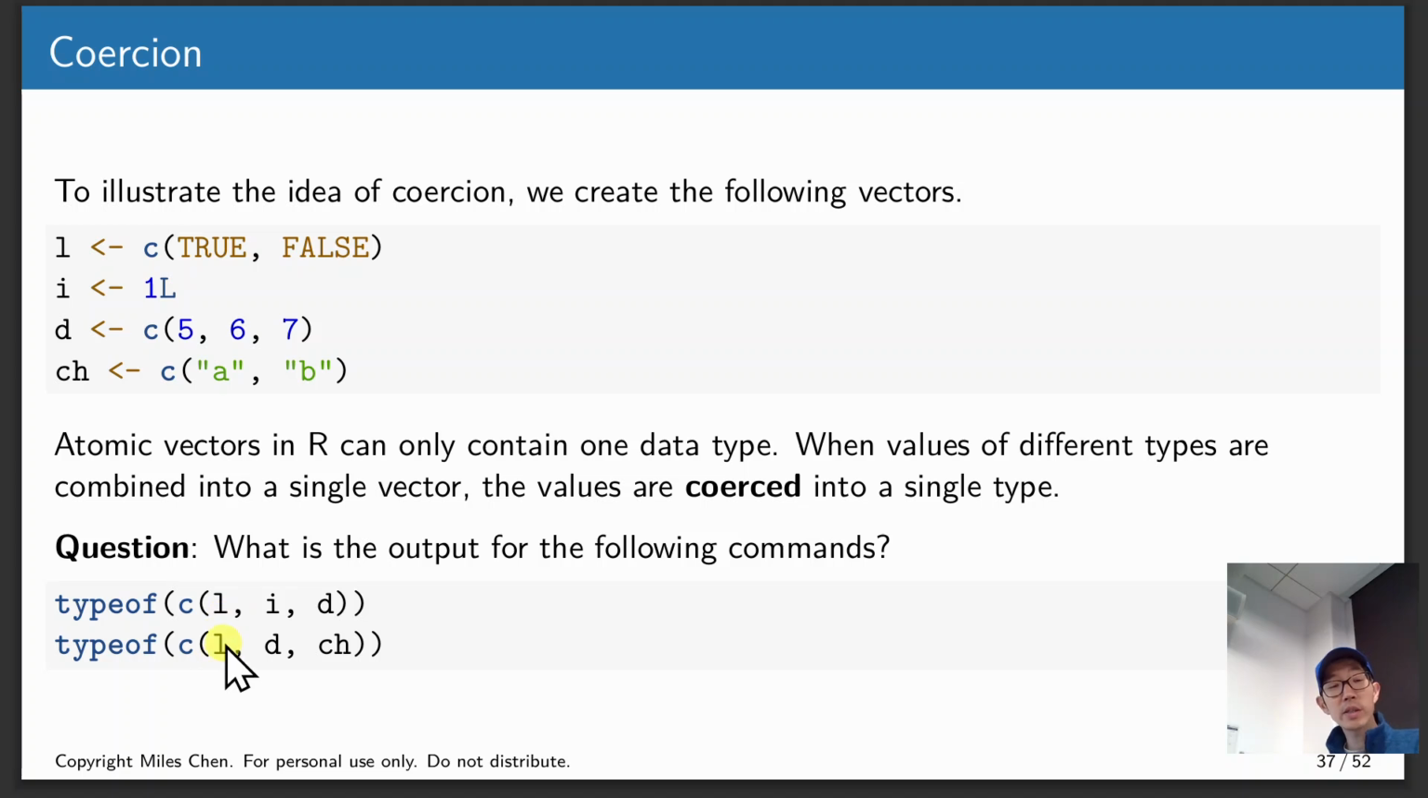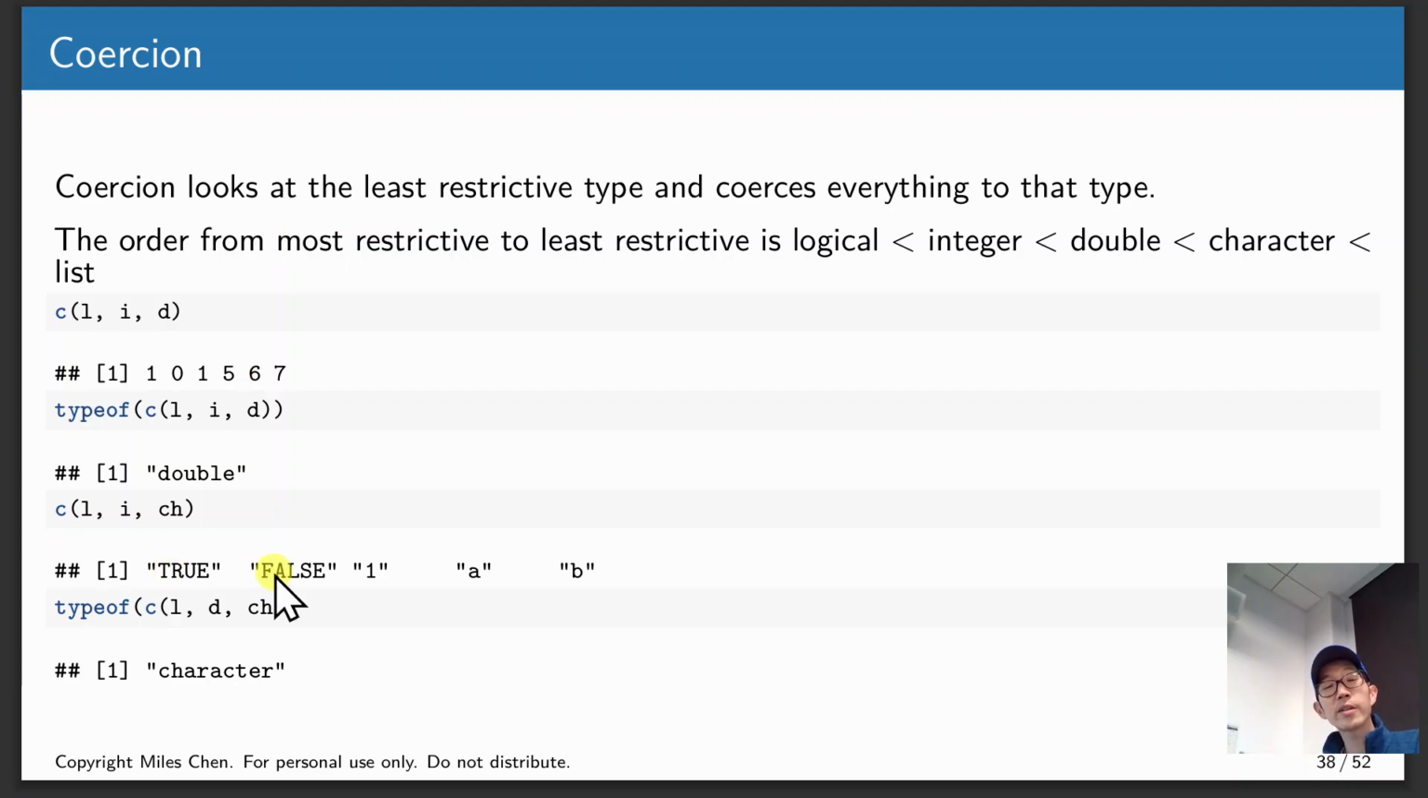When I combine a logical, double, and character, it looks at the three types. Character here is the least restrictive, and so it's going to coerce everything into character type. So this time logical, which is true false, gets coerced into the character's true false. The integer 1 gets coerced into the character 1, and then A, B remains character, and so the resulting vector becomes true, false, 1, A, and B.